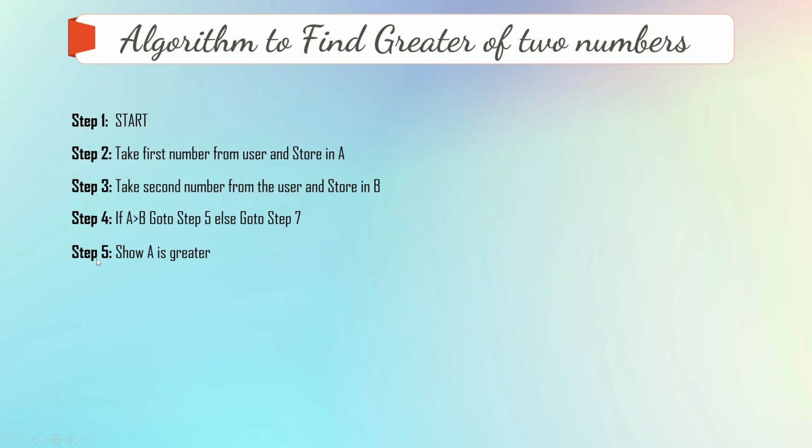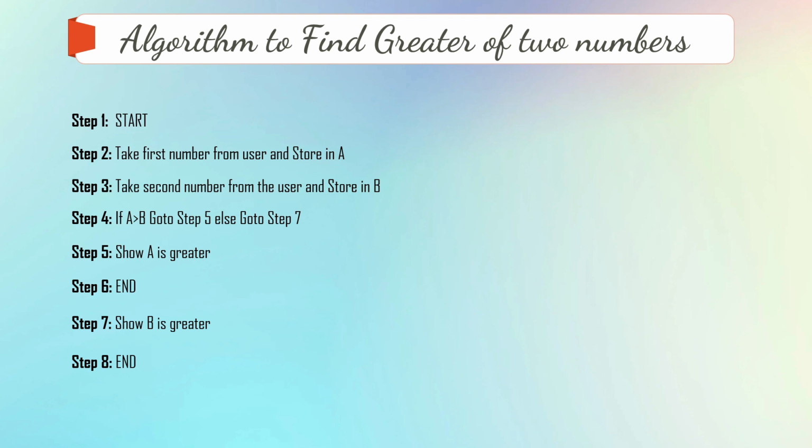But this is step 5, right? So what should happen? After A is greater than B, it goes to step 5 and the program should end here, correct? After displaying that one number is greater, it should end here. If this condition is not true, if A is not greater than B, it will go to step 7. What is step 7? Show B is greater. It means if A is not greater than B, it will show B is greater and then end the program.